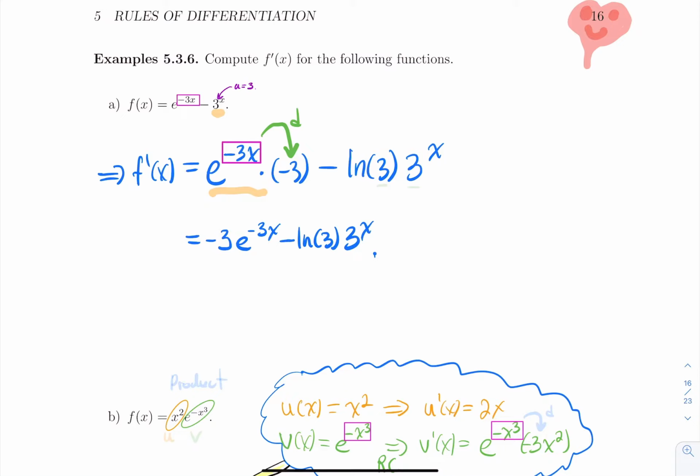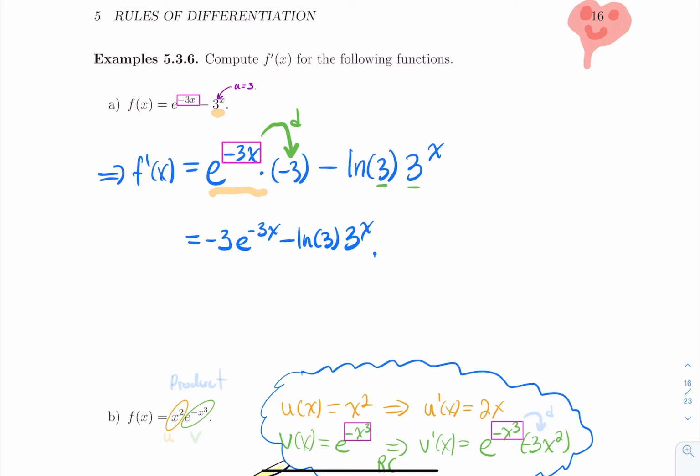And now for 3 to the power x, I just label my a to be 3. So the derivative of a^x is ln of a times a^x. So the derivative of 3^x is ln of 3 times 3 to the power x, just using that formula where a is equal to 3. And you can simplify if you wish.